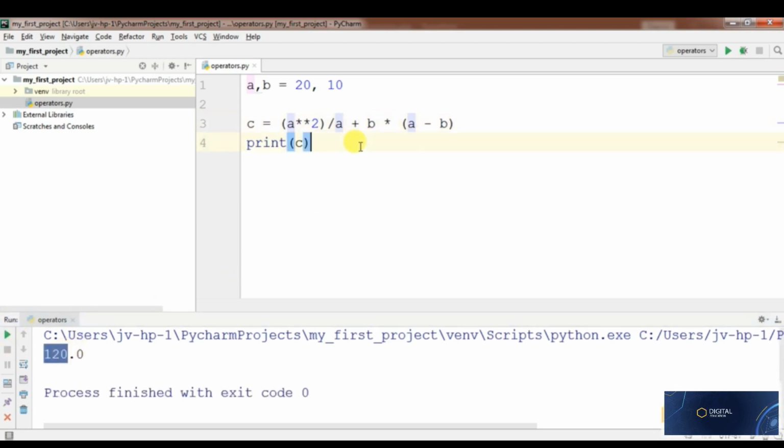So the point is we have to follow the same rule, BODMAS: first bracket, parentheses, then if there is any x raised power y, exponent, multiplication, division, addition, subtraction. So that rule we have to follow in this calculation.